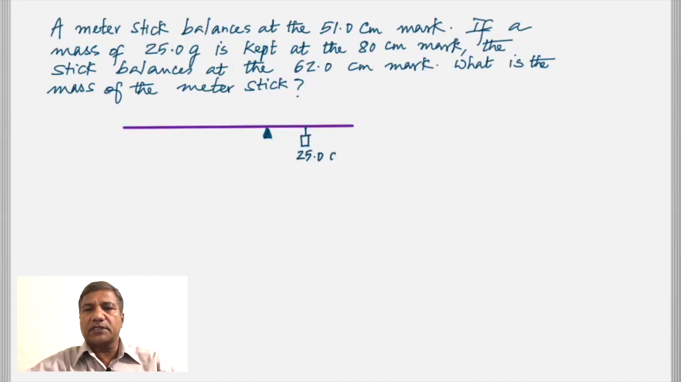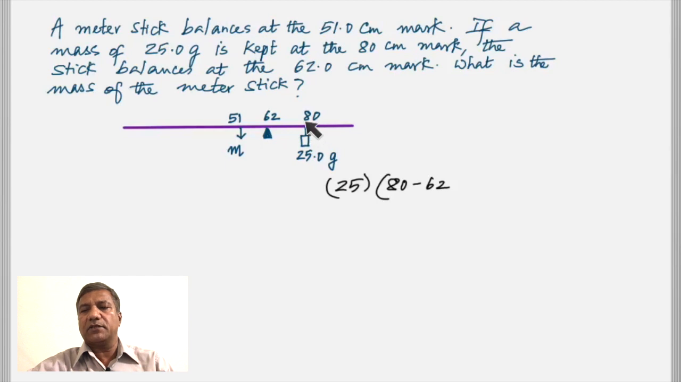So here you have the center of gravity of the meter stick through which the mass of the meter stick, m, acts. The pivot or the balancing point is at 62, and the 25 grams is at 80 centimeter. So it's very clear that the 25 gram mass creates the clockwise torque, and the mass of the meter stick creates the counterclockwise torque.